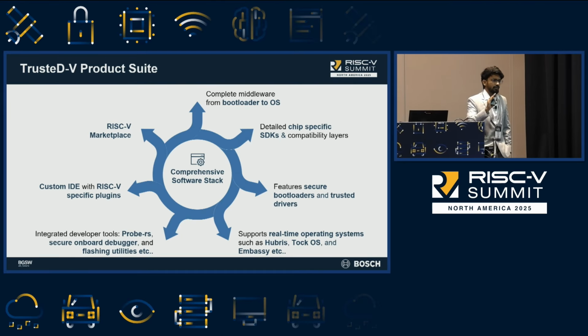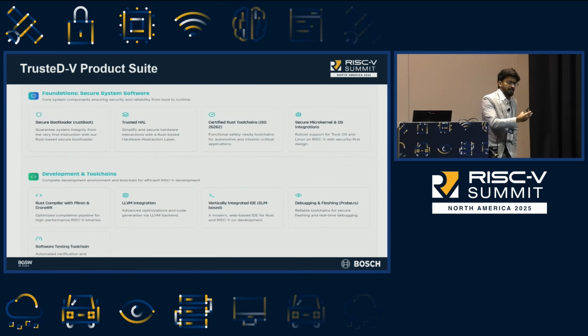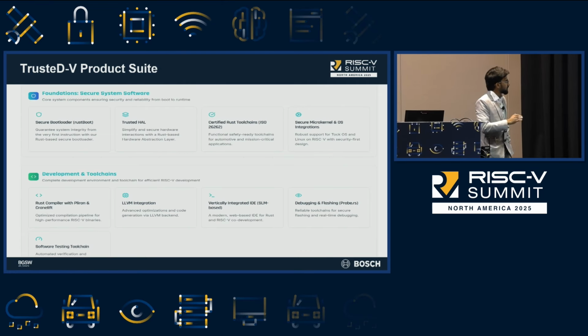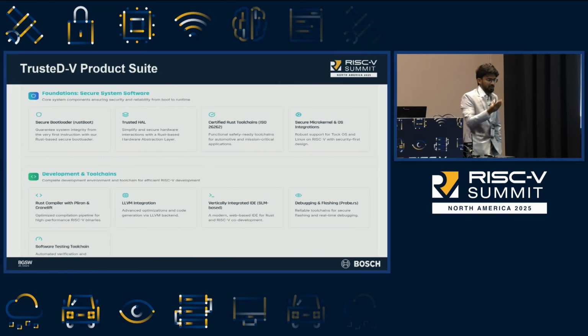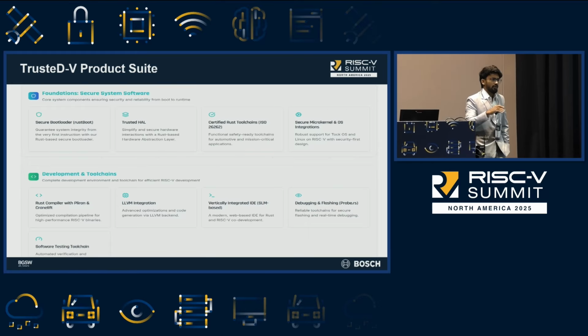We also built a marketplace where any chip company building a RISC-V core can come to us and, using TrusteD-V, enter the Bosch world. So this is the SDK. What I have built is not public yet; it's going to become public in February. This is how the suite looks. You're going to get a secure bootloader, trusted HAL, certified RISC-V toolchains, secure microkernels, and a RISC-V compiler. The compiler is one of the projects where we're going to form a SIG group and make an open source project. There's also LLM integration, and we built IDEs and toolchains.